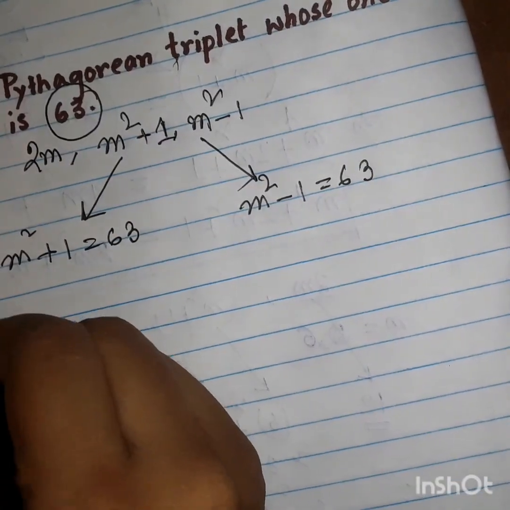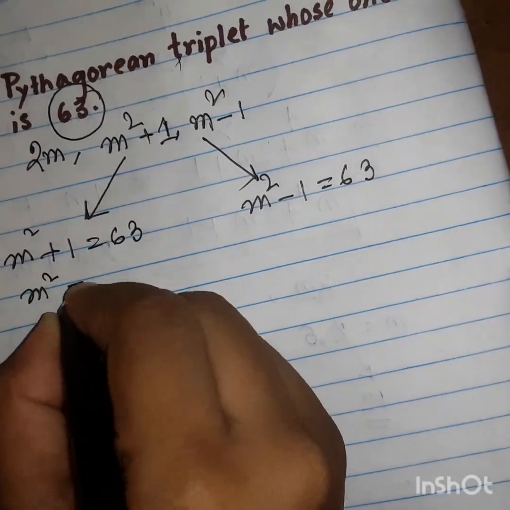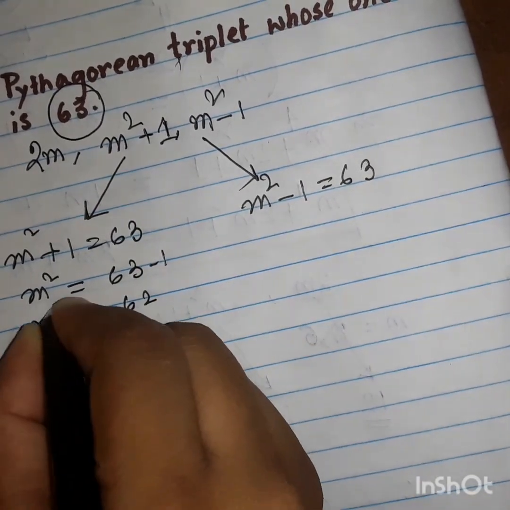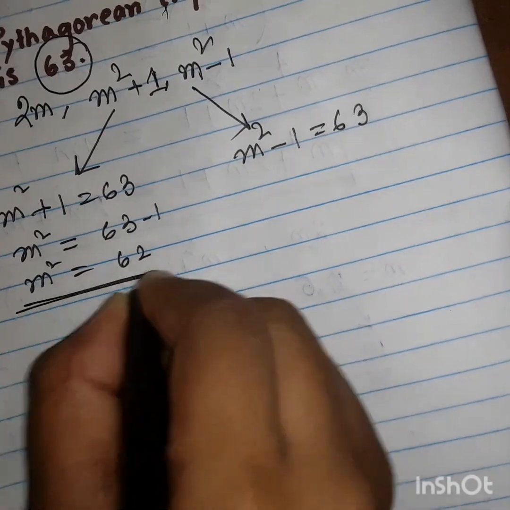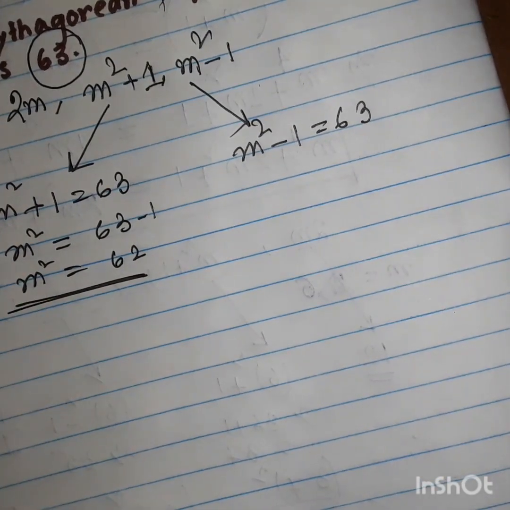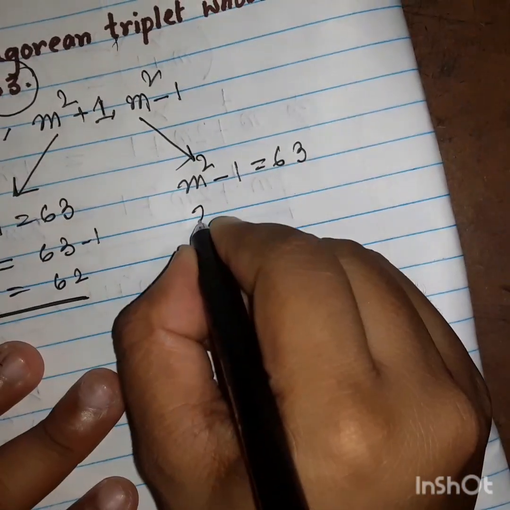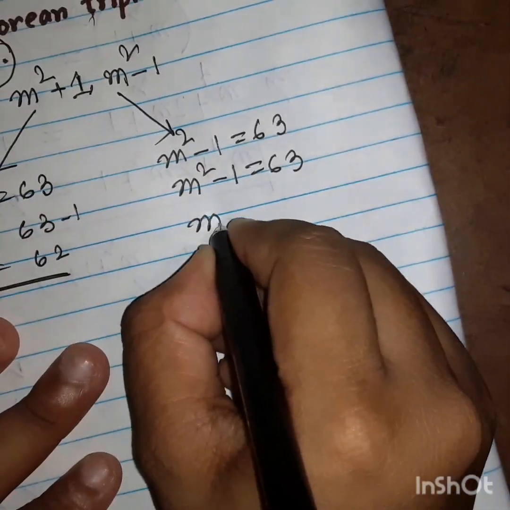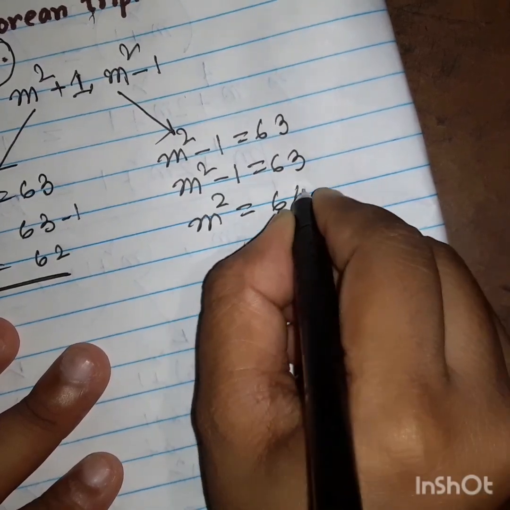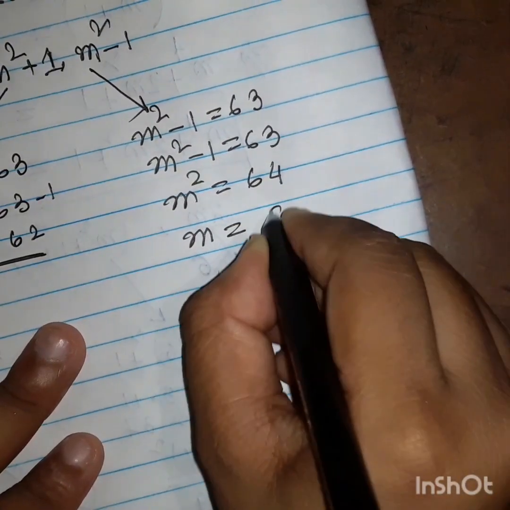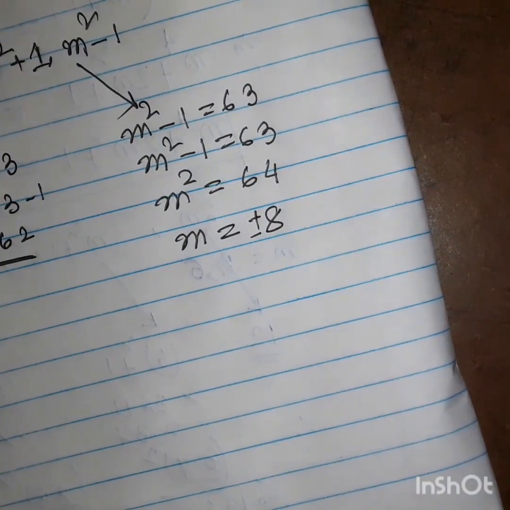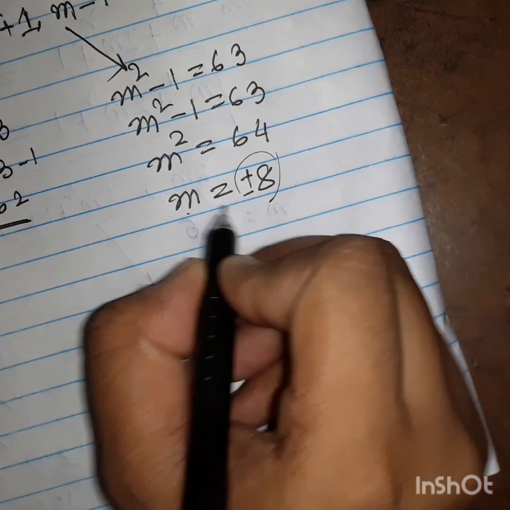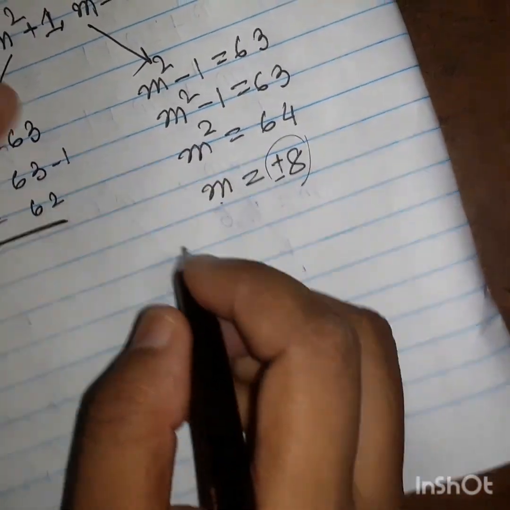Okay, let us solve this equation: m square is equal to 63 minus 1, that is equal to 62. That is, m square is equal to 62. You know that cannot be solved, because 62 is not a perfect square number. Now m square minus 1 is equal to 63. That's why m square is equal to 64. That's why m is equal to 8, or plus minus 8. So we can go for 8, that is m is equal to 8. So m became 8.